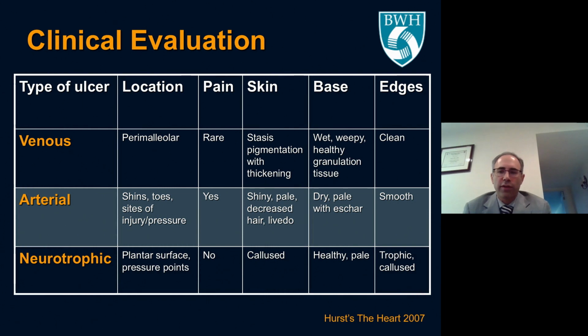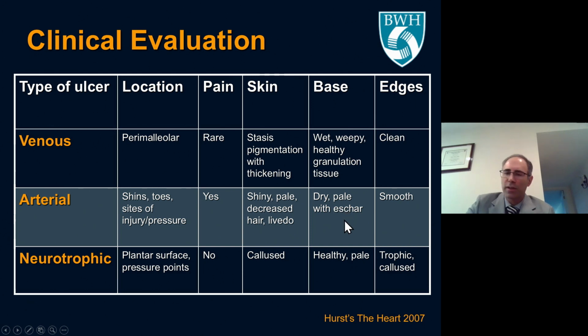Determining the cause of an ulceration is one of the challenges, but I've got another table for us that helps us navigate this, and this is also really helpful. Arterial ulcerations, typically seen on shins, toes, sites of injury, could be even minor trauma from the rubbing of a shoe, a tight shoe, a strap. Painful, very painful ulcers. Skin's going to look shiny, pale. There may be hair loss. You can see livedo reticularis. The ulcer's going to be dry.